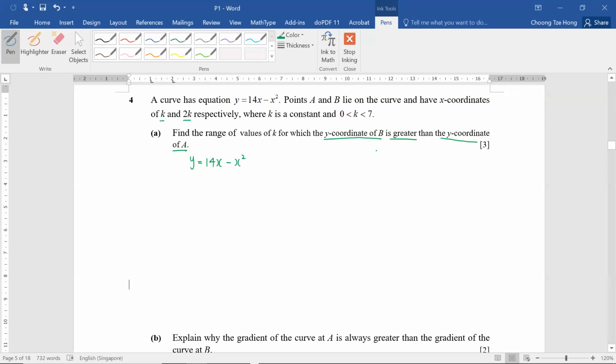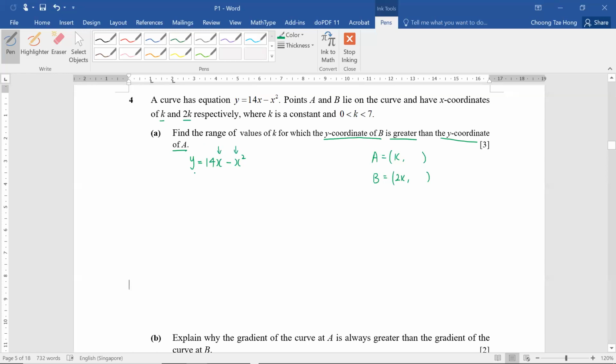That means there's this point A, the x coordinate is k. We don't know the y coordinate. In fact, that's what we want to find in order to solve this question. And then there's another point B, the x coordinate is 2k, so we also want to find its y coordinate. To find the y coordinate of point A is very easy in terms of k. All we need to do is replace the x in the equation with the value k, and we will get the y coordinate already.